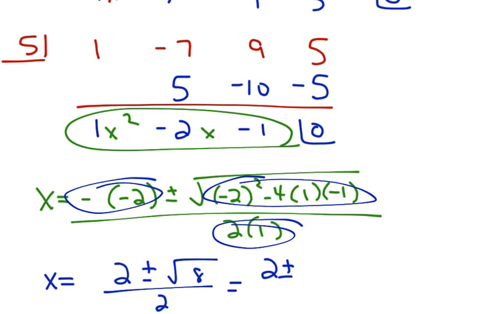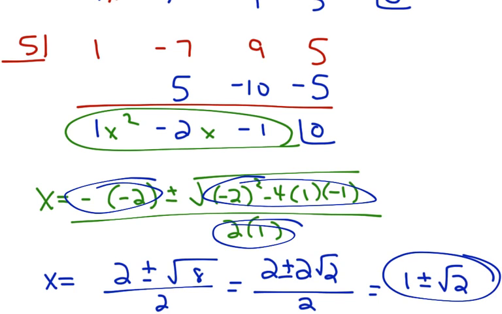So I get 2 plus or minus 2 square root of 2 over 2, because that's what the square root of 8 simplifies to. And that becomes 1 plus or minus the square root of 2. So those are the other 2 answers. They're just irrational. Remember, the other 2 answers were negative 2 and 5. So my 4 answers to this quadratic function are negative 2, 5, 1 plus the square root of 2, and 1 minus the square root of 2.